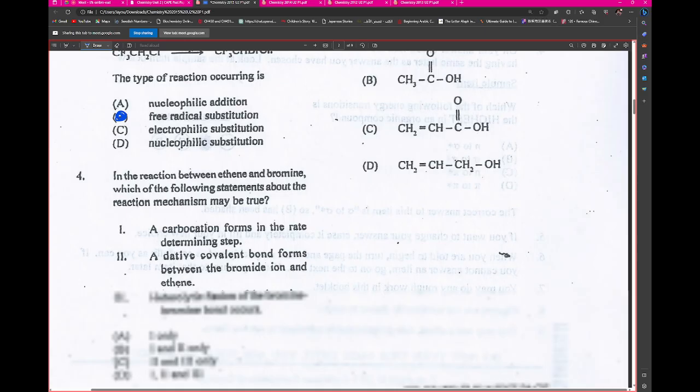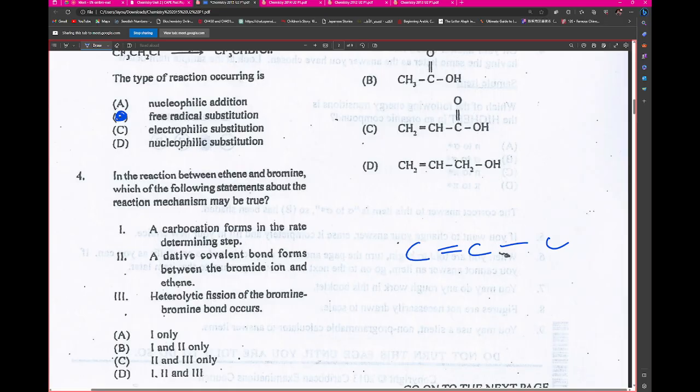Wonderful. In the reaction between ethene and bromine, which of the following statements about the reaction mechanism may be true? A carbocation is formed in the rate determining step, a dative bond forms between the bromide ion and ethene, or the heterolytic fission of bromine bonds occurs. What do you think is true? C. Okay. So we're hearing C and D.